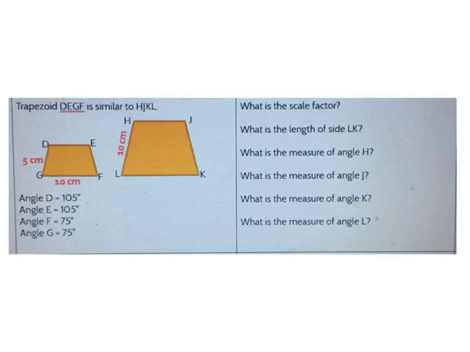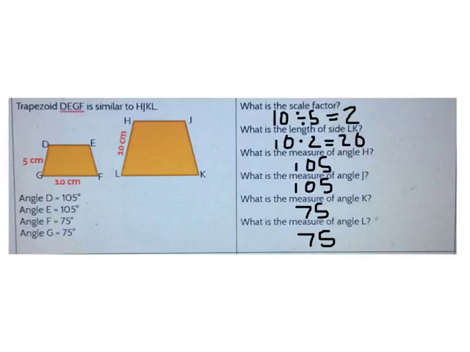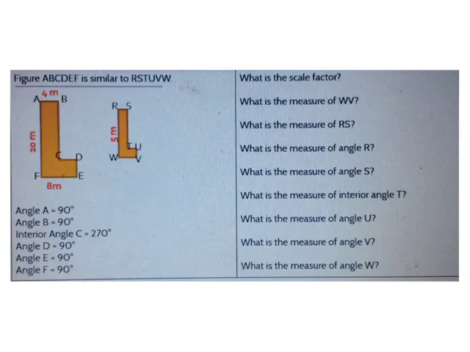Now you try a couple. Fill in all of the blanks. What is the scale factor? What is the length of the missing side? And what are the angles? The scale factor is 2. 10 divided by corresponding side 5 equals 2. So the length of LK is 20. 10 times 2 is 20. Angles H and J are 105 degrees, and angles K and L are 75 degrees.